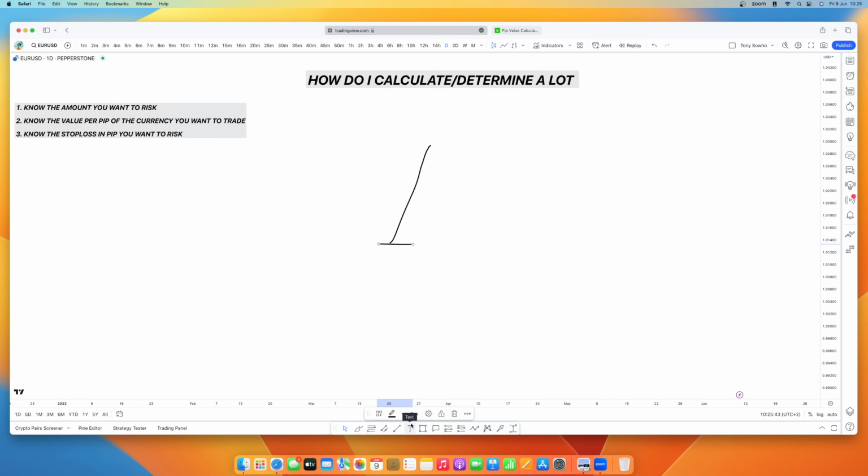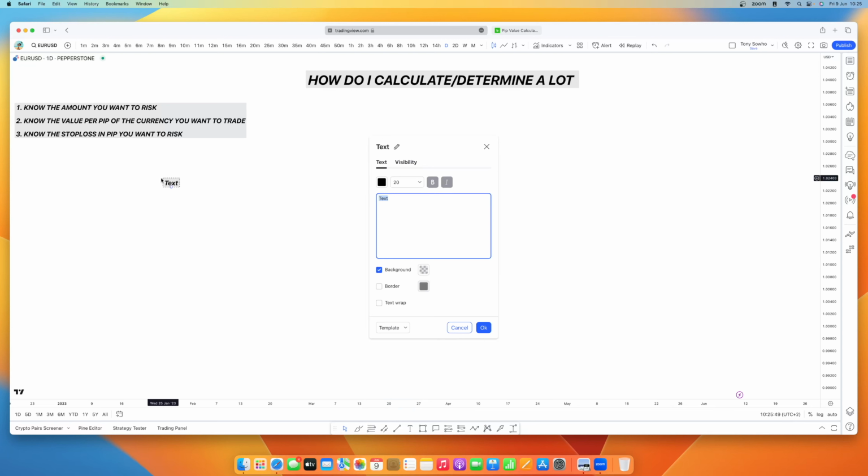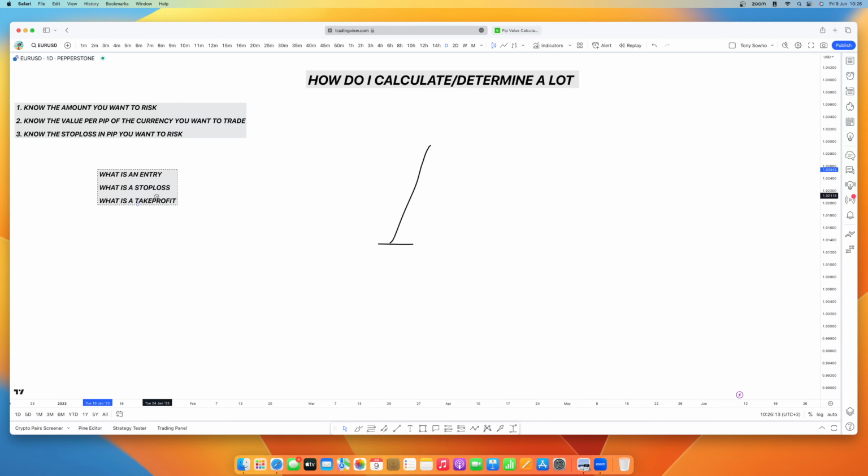So what is an entry? What is a stop loss? What is a take profit? Okay, so let me talk about those ones also.